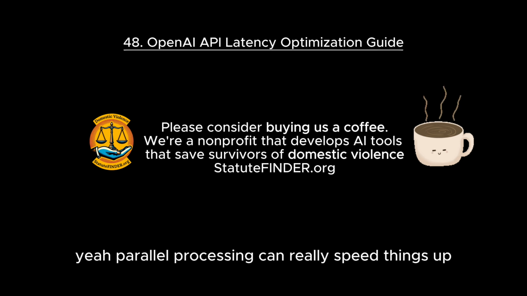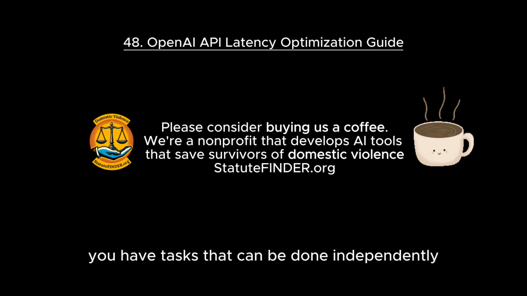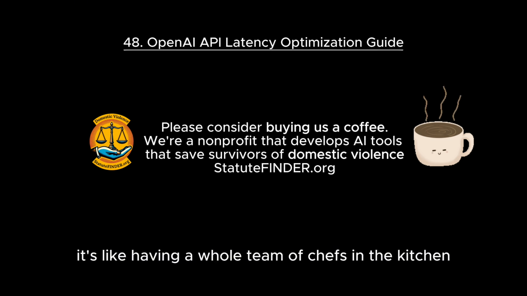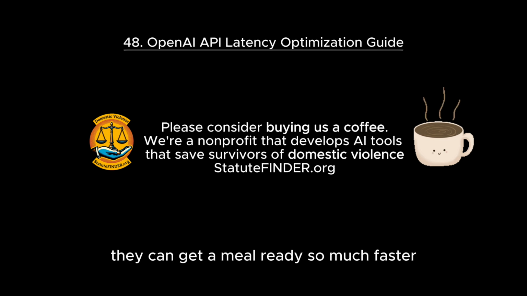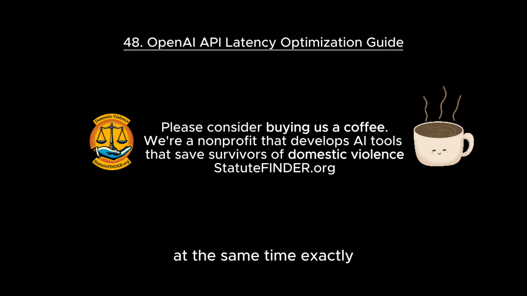Yeah, parallel processing can really speed things up, especially when you have tasks that can be done independently. It's like having a whole team of chefs in the kitchen. They can get a meal ready so much faster if they're all working on different things at the same time. Exactly.